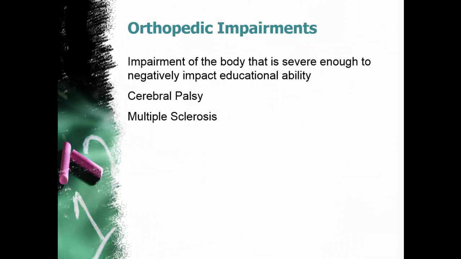Orthopedic impairments are impairments of the body that are severe enough to negatively impact educational ability. This does not always mean that there is a mental disability that goes along with the impairment. So children who have physical impairments from cerebral palsy, multiple sclerosis, or other diseases or diagnoses can also receive special education services.